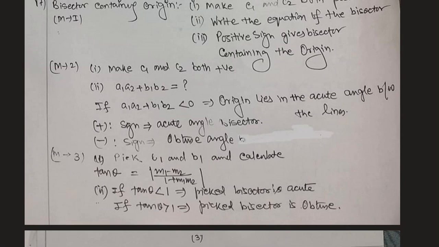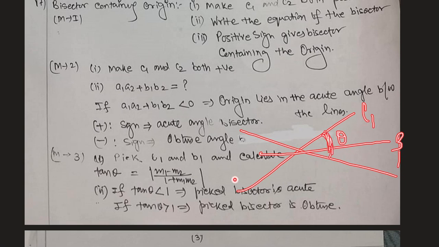First we choose any line L1 and any bisector B1, and calculate the tan theta between them. That means our target is, this is our L1 and this is the B1. So I am going to calculate the angle between them here. What is tan theta? This angle I am going to find out. And suppose after finding it I am getting tan theta is less than 1.